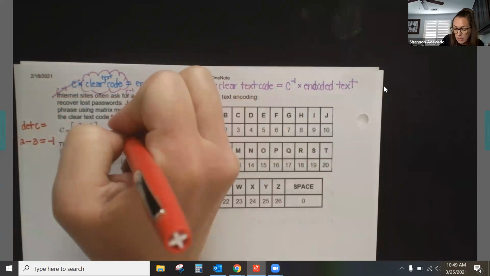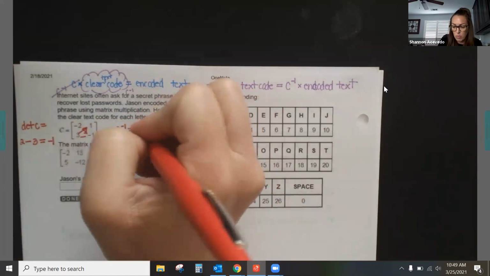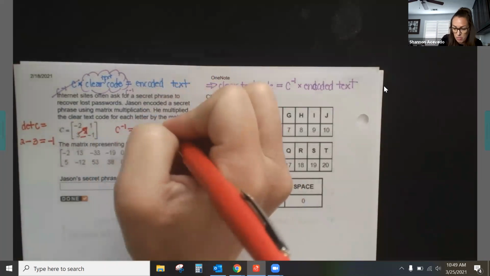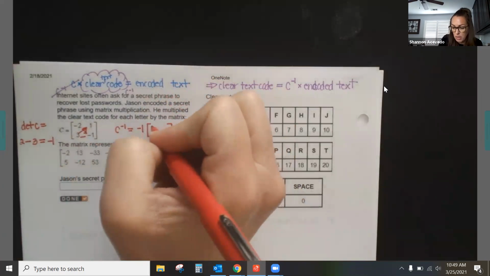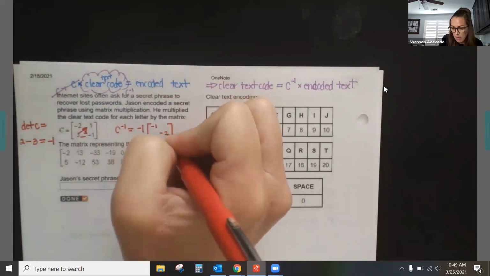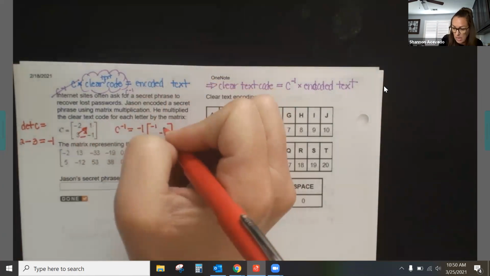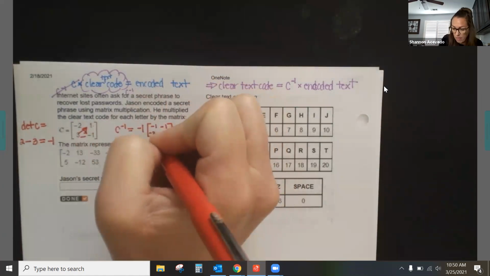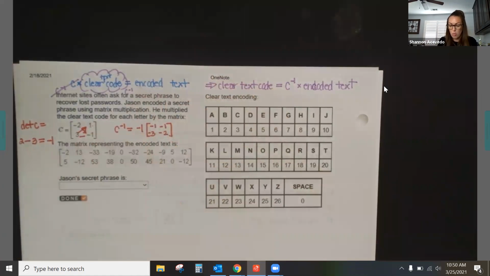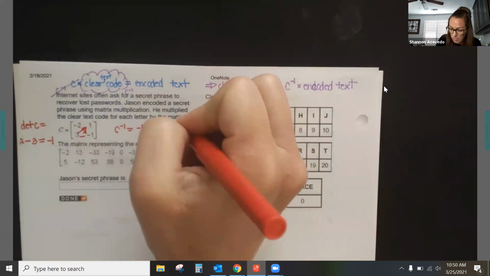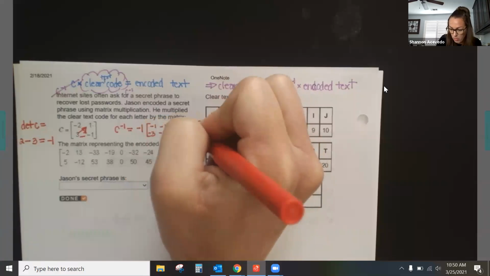So if I want the inverse here, it's 1 over -1, right? So it's going to be 1 over -1, which is just -1, times, I switch my A and my D, so this becomes a -1, a -2, and both of these are just the opposite signs. So this becomes a -1 and a -3. And then of course I need to multiply that negative to every term. So when we talk about C inverse, it's going to be 1, 1, 3, 2.